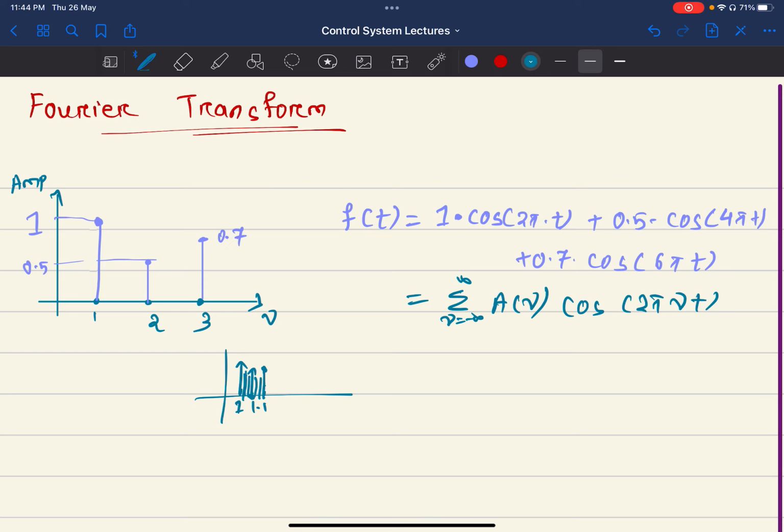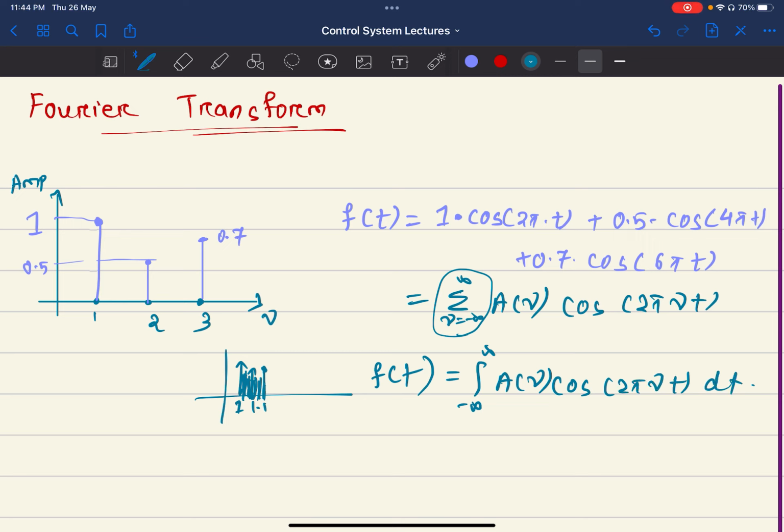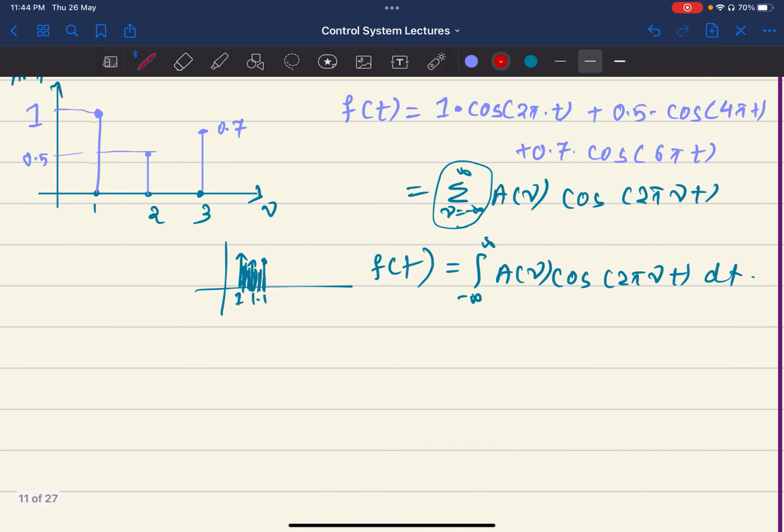So when the frequencies become continuous, so the repetition is so smooth that it seems continuous, then this summation becomes an integration. So it will be the integral from minus infinity to infinity of A of nu cos 2 pi nu t d nu. Okay, so this can also be considered as a Fourier transform signal, or inverse Fourier transform signal.